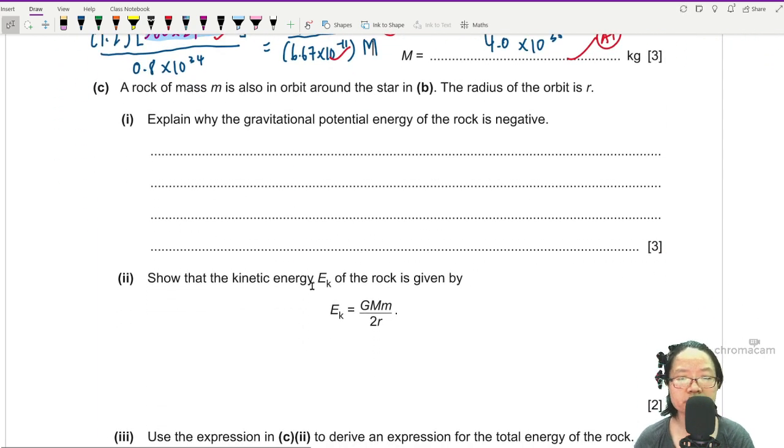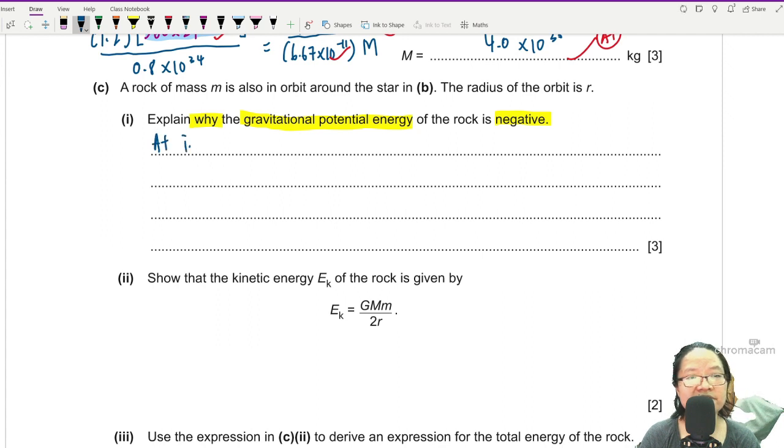Part C. A rock of mass m is also in orbit around the star in B. Explain why the potential energy of the rock is negative. So this explanation is very standard. We are explaining why gravitational potential or gravitational potential energy is negative. So to explain this, we start off with the fact that at infinity, the GPE is 0 because there's no field there, so there's no energy.